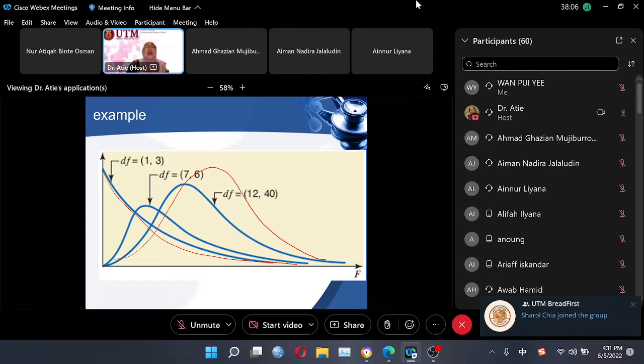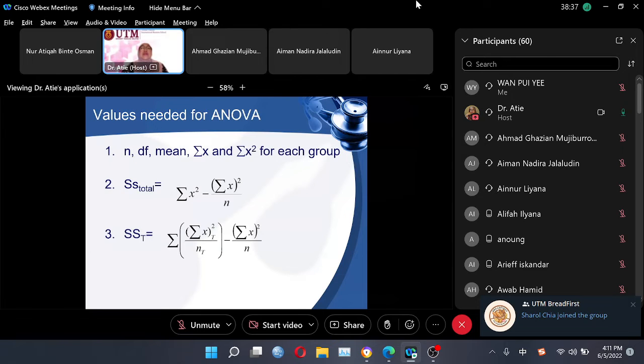Okay, it starts from here, it's good. And then if we have more and more respondents, more samples, the F distribution will tend to be normal. So from skewed, if we add more and more people in our survey, in our study, for example, it will go from skewed to normal. So it becomes a normal distribution, right? So these are the values that we need, okay?